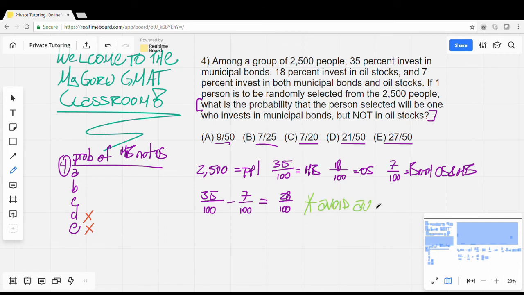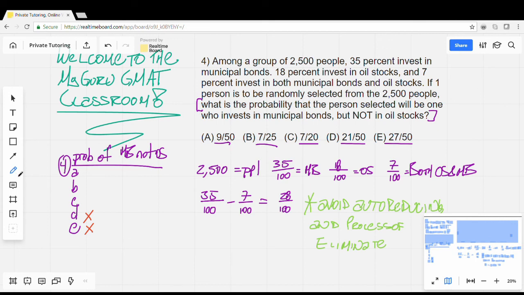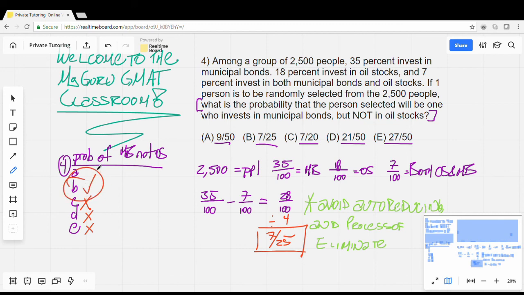Another thing we don't want to do is needlessly reduce. So avoid auto-reducing and use process of elimination instead. So in this case, we know that it's supposed to be 28 out of 100. Obviously, our answer choices here are not, but we can just divide these to find what is going to be our fraction equivalent. Obviously, it's not going to be 7 out of 20 because that would be if we divided by 5, and that's not correct. However, 7 over 25 is going to be what happens when you divide 28 over 100 by 4. So our answer is going to be choice B, 7/25.